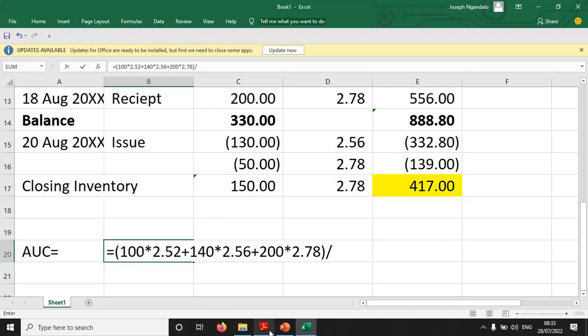100 plus 140 is how much? 240 plus 200? 440. So you bring in that one. That is how you find the average unit cost. So please tell me, how much are you getting? What is the average unit cost? The average unit cost using PAVCO. How much are you getting?